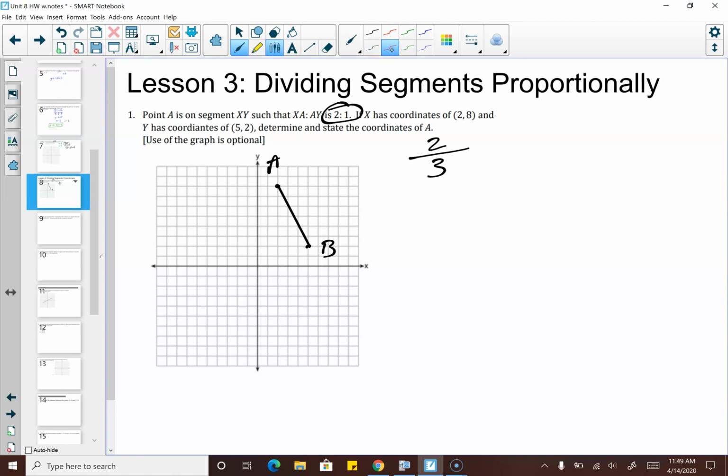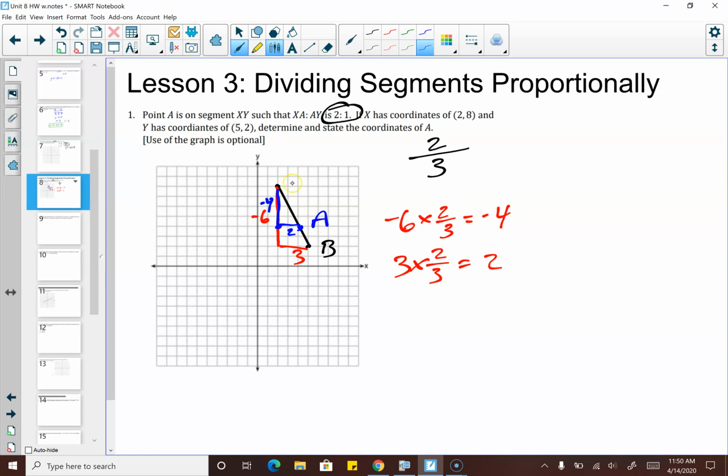Then we always want to find the actual slope of the original. So our slope is 1, 2, 3, 4, 5. So we're down 6 and over 3. So then what we want to do is take each of those numbers and multiply them by our fraction. So if we do -6 times 2/3, we get a -4. And if we do 3 times 2/3, we get a 2. So now, instead of going down 6 over 3, we want to go down 4 and over 2. And there's going to be our point A.